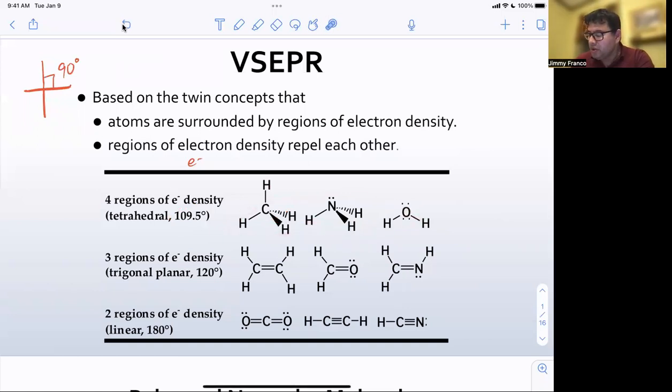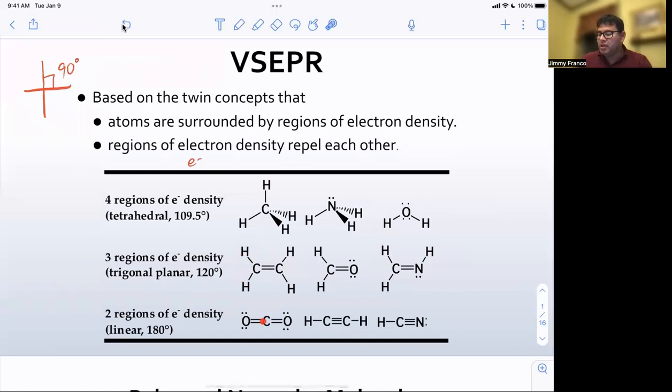Same thing when you have three groups. Now we don't care that it's a double bond for this exercise. We just care that there's three things. If we're looking at the carbon on the left, there's 1, 2, 3. The furthest we can spread things out is 120. Once you get to three things or two, it's going to be flat, so we don't have that third dimension. And so the furthest we can do is 120. So we're spreading those out.